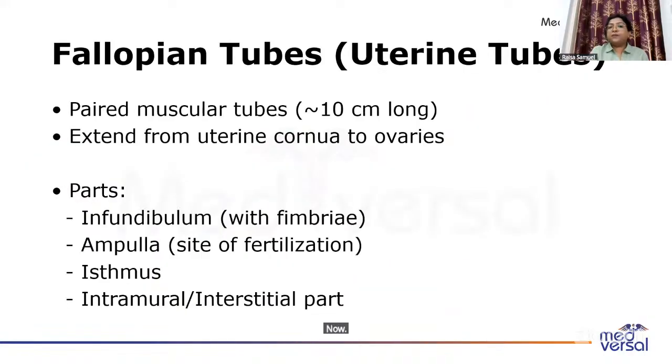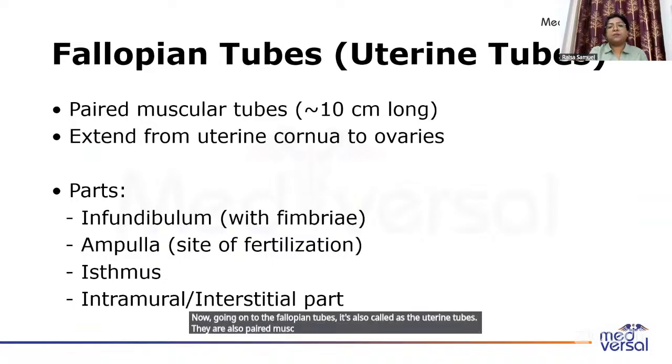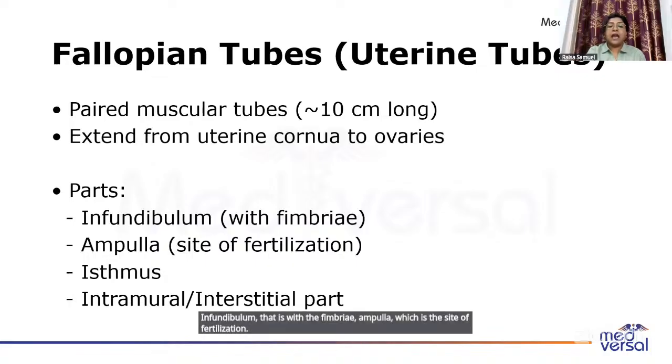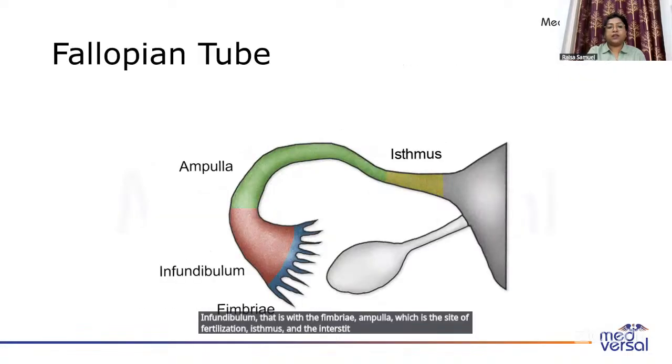Now going on to the fallopian tubes, also called the uterine tubes. They are also paired muscular tubes, approximately 10 centimeters long. They extend from the uterine cornua to the ovaries. What are the parts of the tube? The infundibulum with the fimbriae, the ampulla, which is the site of fertilization, the isthmus, and the interstitial part or the intramural part. So this is the diagram of a fallopian tube.